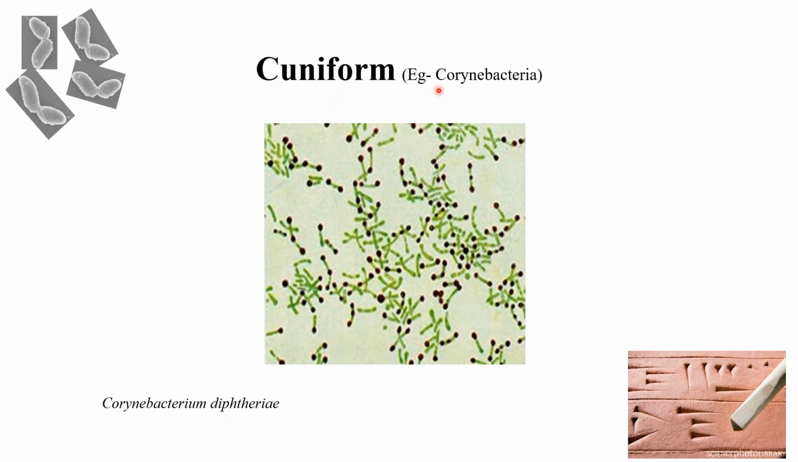Cuneiform. Cuneiform is also called Chinese letter pattern. You can see this is the morphology of Corynebacterium diphtheriae. This looks like a Chinese letter pattern. This is one of the arrangements of bacilli, rod-shaped bacteria, arranged in a cuneiform pattern. The example is Corynebacterium diphtheriae. This is the Albert stain picture of Corynebacterium diphtheriae.